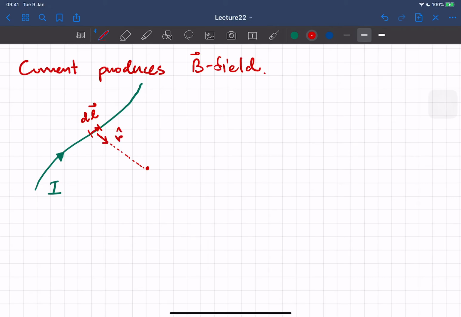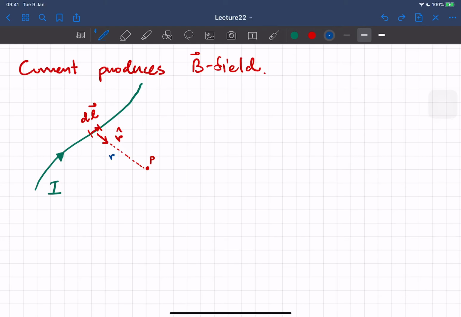Actually, just a unit vector. A unit vector r hat is the unit vector pointing from the section of the wire to the point that you're interested in. Let's call it point P. And the distance from that piece of wire to the point that we are interested in, let's just call it R. So this R is the distance, and this r hat is the unit vector pointing to point P.